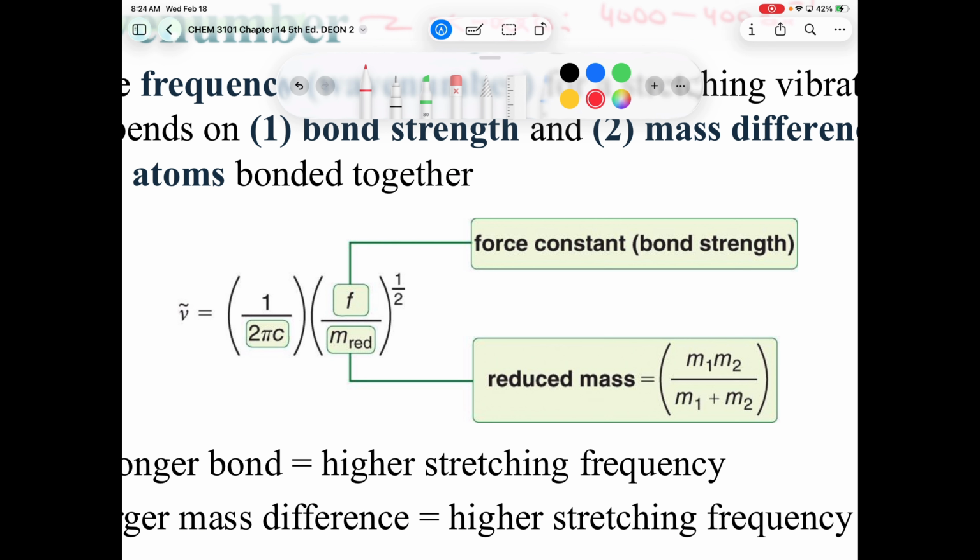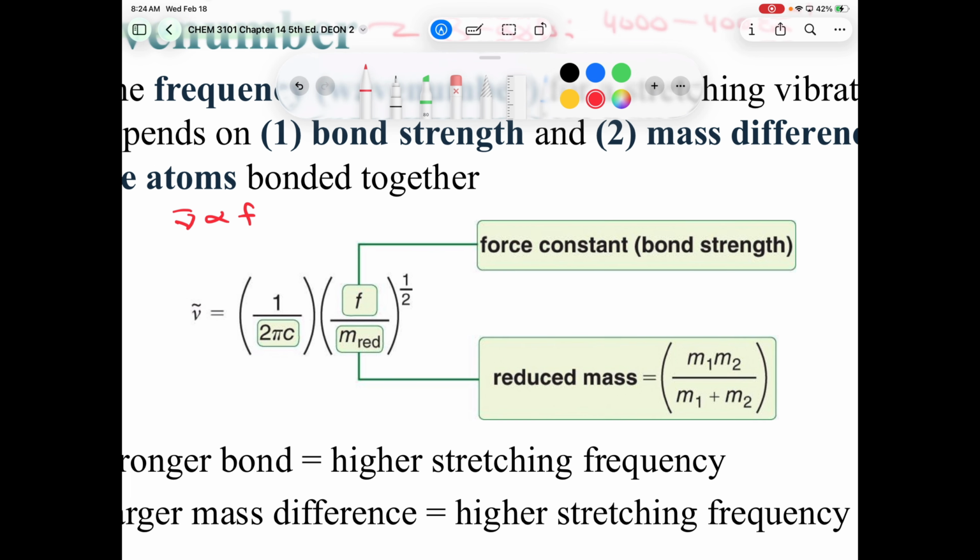So the stronger the bond, the higher the wave number. You see that they're directly proportional. So you can say here, wave number is proportional to the square root of F, which is bond strength. So the stronger the bond, the higher the number. And then we have reduced mass. If you're like, what's a reduced mass? Well, maybe if you've taken a math class or an advanced physics class, you might have seen this before. But reduced mass is nothing more than the product of the masses of the 2 atoms in the bond divided by the sum of the 2 masses of the atoms that are in the bond.